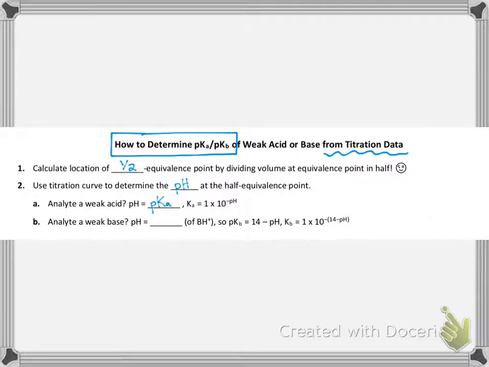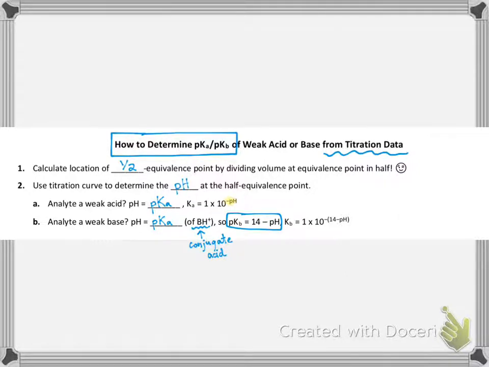That, of course, means the Ka of the weak acid is 1 times 10 to the negative of whatever that pH is. If it's a weak base, just a little more effort, because the pH is the pKa of the conjugate acid. So the pKb will be 14 minus the pH at that point, which means Kb is 1 times 10 to the negative 14 minus the pH.